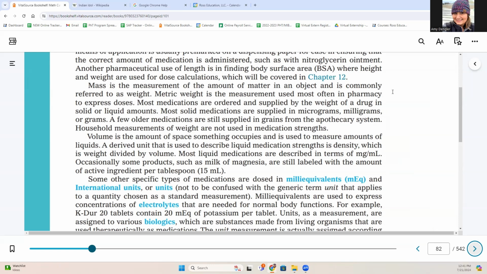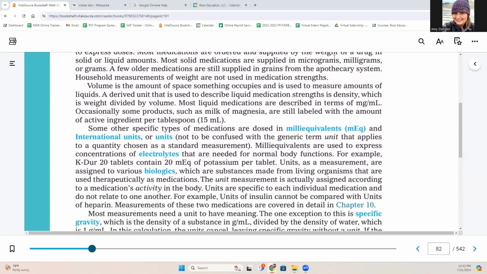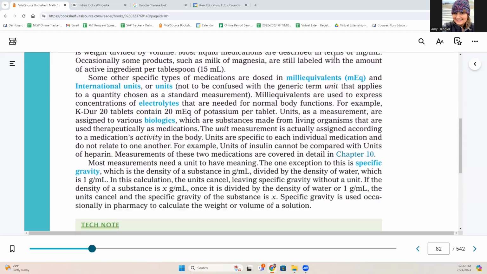Volume is the amount of space something occupies and is used to measure amounts of liquids. A derived unit that is used to describe liquid medication strength is density, which is weight divided by volume. Most liquid medications are described in terms of milligrams per milliliter. Occasionally, some products, such as milk of magnesia, are still labeled with the amount of active ingredient per tablespoon, which is 15 mL. Some other specific types of medications are dosed in milliequivalents, mEq, and international units or units.